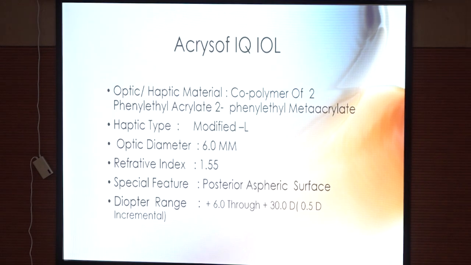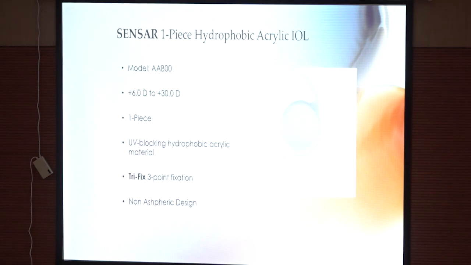We come to the specific lenses also. So the Alcon lens, it is L-shaped. I discussed C-shaped and L-shaped. So this is L-shaped. It has a refractive index of 1.55 and it has a posterior aspheric surface. The Sensar lenses can be single piece or three piece, and they have a tri-fixed, 3-point fixation, but they are not aspheric, a non-aspheric design.